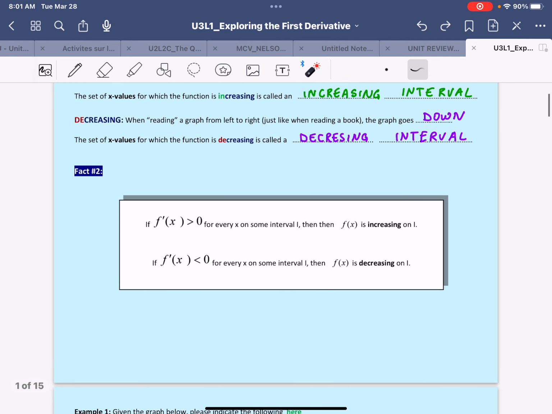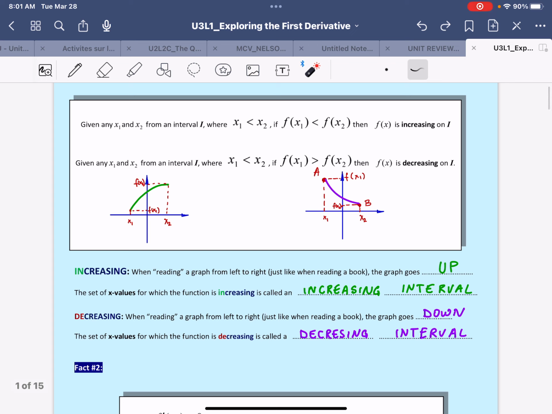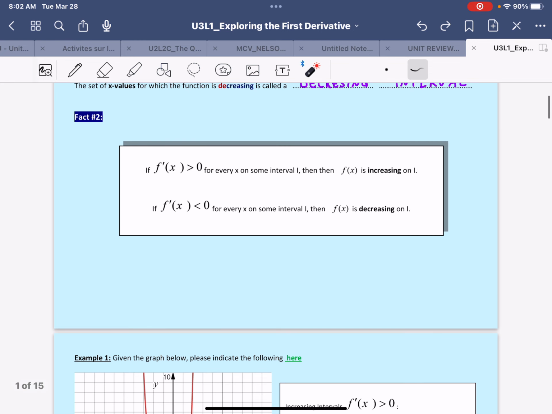Similarly, we're going to say that if f prime of x is less than 0 for every x on some interval I, that means that f of x is decreasing on I. So as you can see here, this function is decreasing, and if we were to draw a tangent at any point on the graph of this function in the interval from x1 to x2, you see that the slope of the tangent is negative. Slope negative means that the derivative of the function is negative, which means that we're going to say that if f prime is negative, then the function is decreasing.